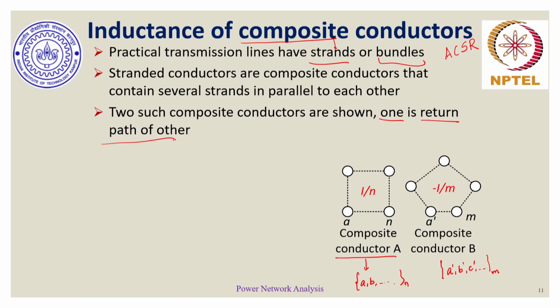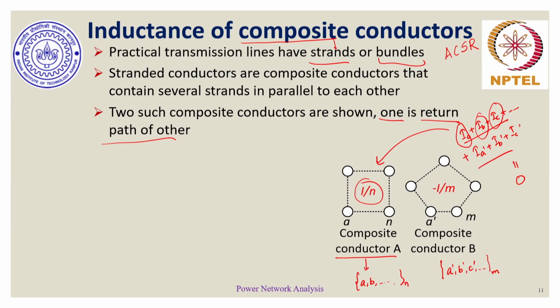So if I have to take the net sum of the currents of all conductors, IA plus IB plus IC, which is the sum of currents of the strands of composite conductor A, and add them up with the currents IA dash, IB dash, IC dash, and so on, the instantaneous sum would always turn out to be 0. For simplicity in discussion, we are assuming the individual currents in composite conductor A to each carry current I by n. The current distribution is uniform.